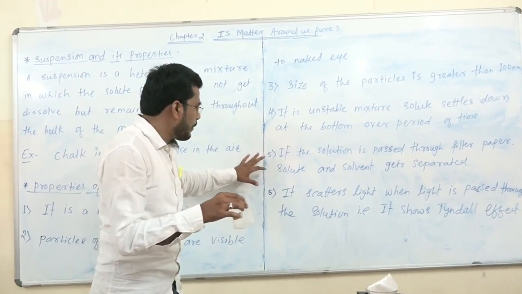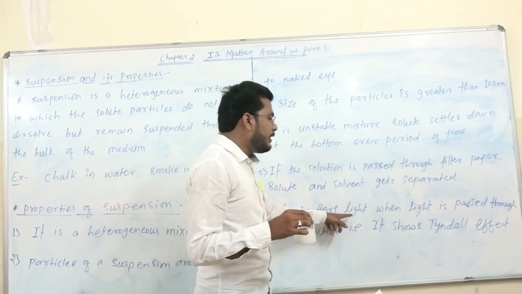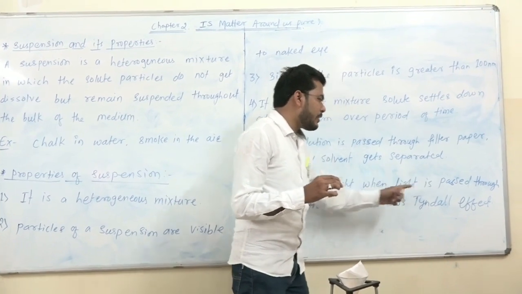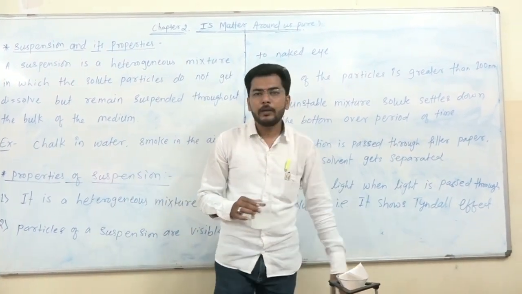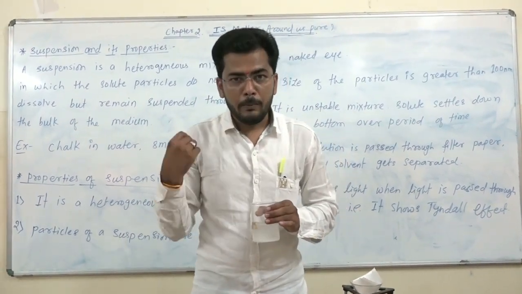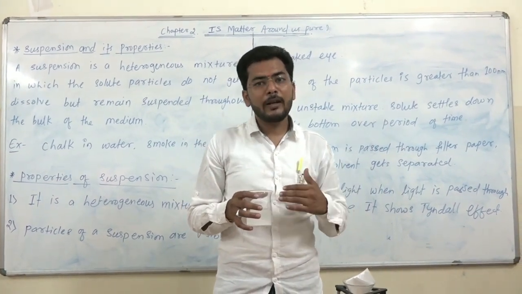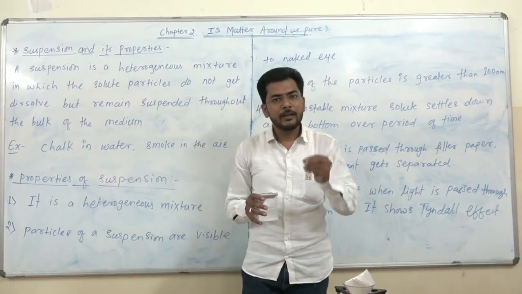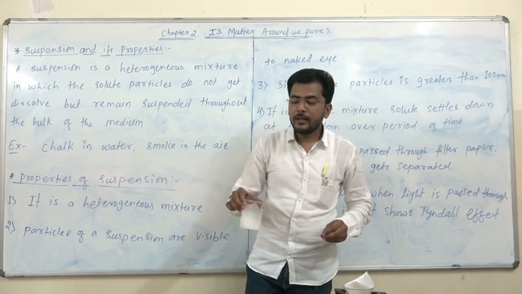Now the fifth property: it scatters light when light is passed through it, that is, it shows the Tyndall effect. We know the Tyndall effect very well. What is the Tyndall effect? When we pass light through a medium, the particles absorb that light, scatter that light, and they become visible in the path of light. It is known as the Tyndall effect. So we will see this Tyndall effect.